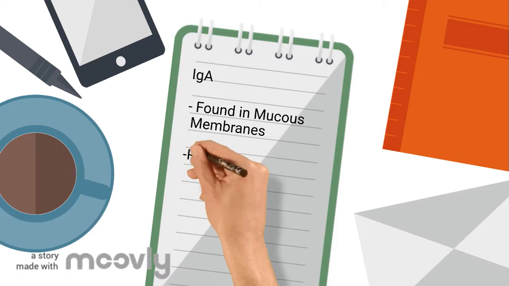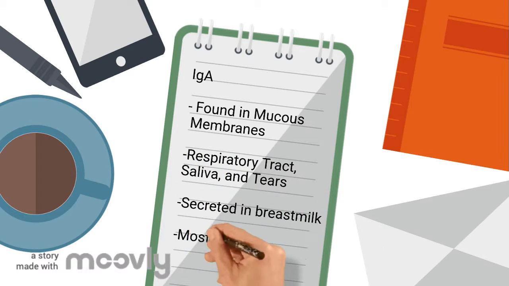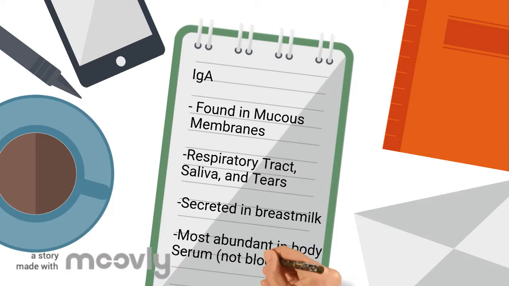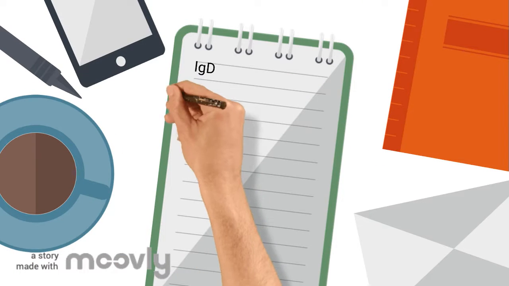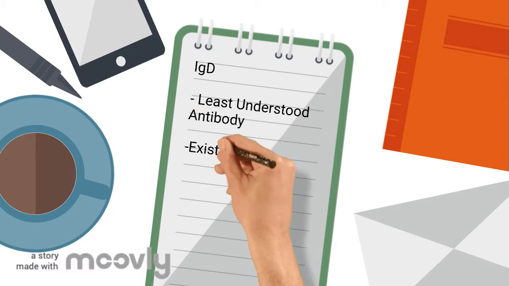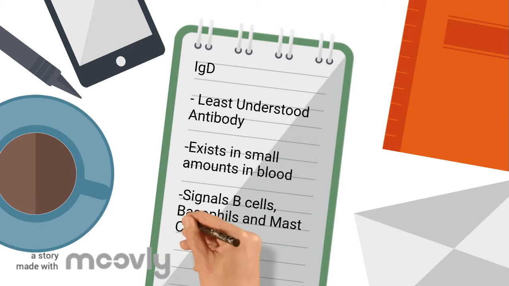IgA antibodies are found in mucous membranes of the respiratory tract, in saliva, and in tears. It is also secreted in breast milk, and it is the most abundant antibody in body serum. IgD antibodies are the least understood antibody. They exist in small amounts in the blood and signal B cells, basophils, and mast cells to be activated.